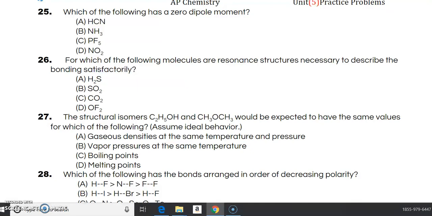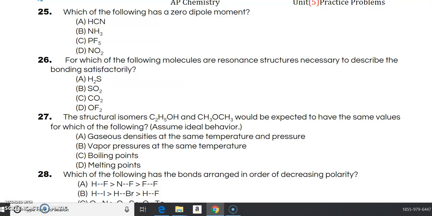27. The structural isomers that we've seen previously in our question series, in number 5 to be exact, here they are, ethyl alcohol and our ether, would be expected to have the same values for which of the following? Now we assume ideal gas behavior. If they're structural isomers, they're going to exhibit different properties, but they're going to have the same densities. That's huge. So 27 is A. They would have the same gas density at the same temperature and pressure because they have the same number of molecules in the same ratios.